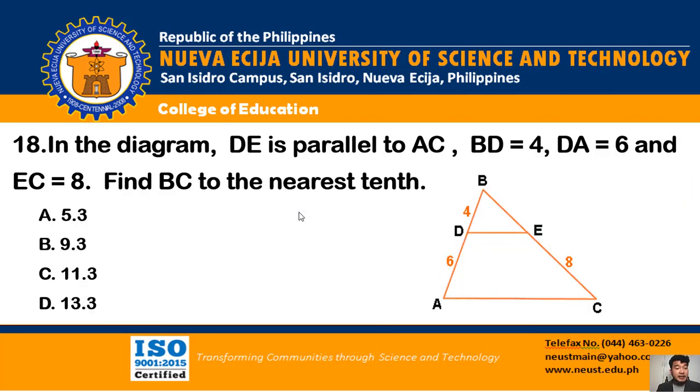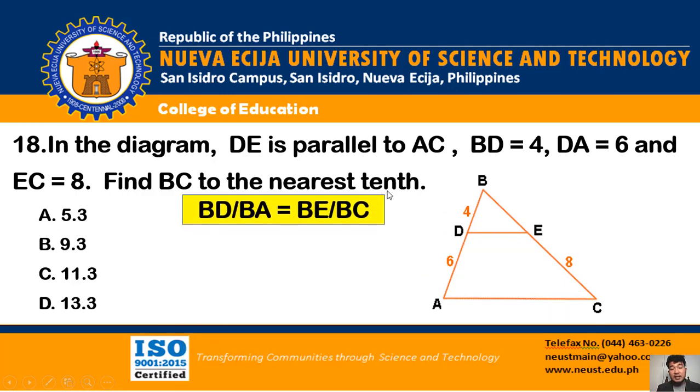Number 18. In the diagram, DE is parallel to AC. Here, DE is parallel to AC. Then BD is equal to 4, and DA is equal to 6, and EC is equal to 8. Find BC to the nearest tenth.